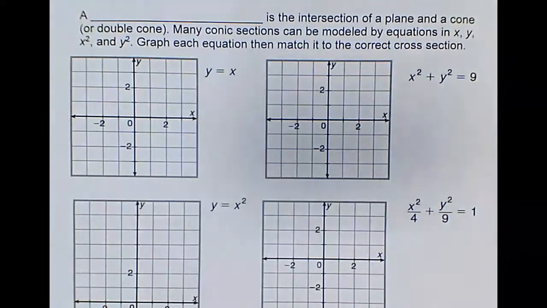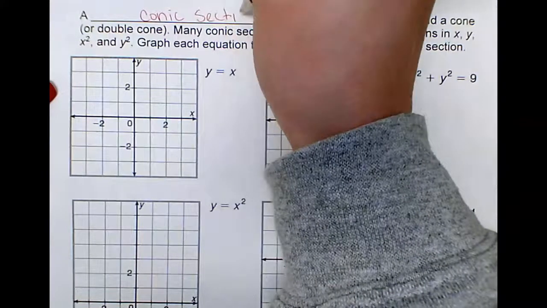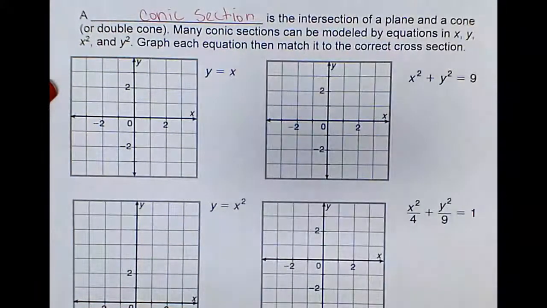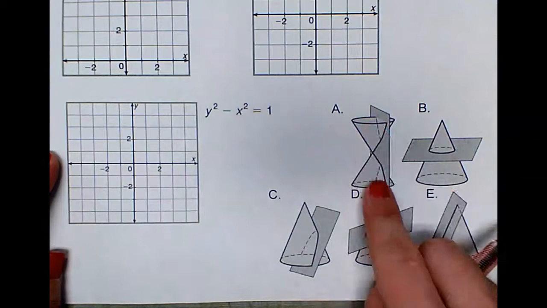So the last page in our notes today continues the discussion about cross-sections, but we talk about a pretty important cross-section, and it's called a conic section. Conic meaning the adjective for something that is cone-like in shape. So a conic section is the intersection of a plane and a cone, or a double cone, so like one that's on top of each other. You have an example of a double cone here. So this is a double cone.